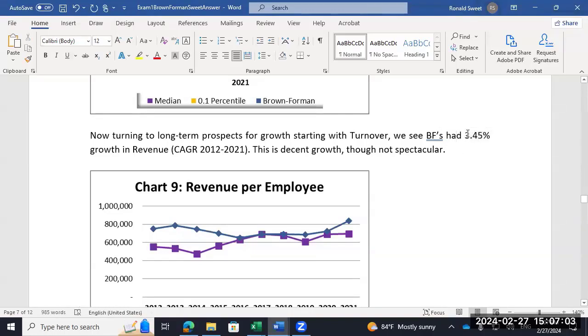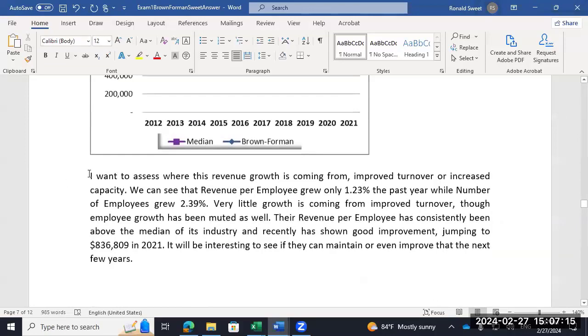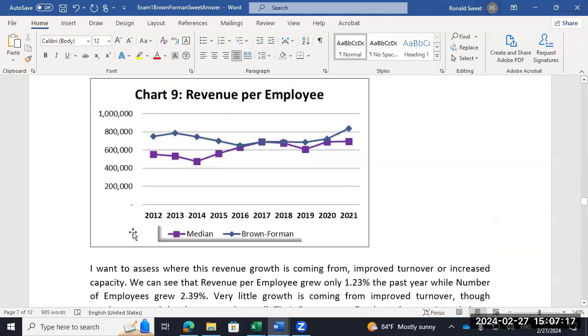So yeah, you'd want to know what that was, and we don't have it on the exam. What was Budweiser? What was all these other companies? You'd be curious about that. Budweiser might have been negative. Who knows? All right, and then we're going to turn to the revenue per employee.